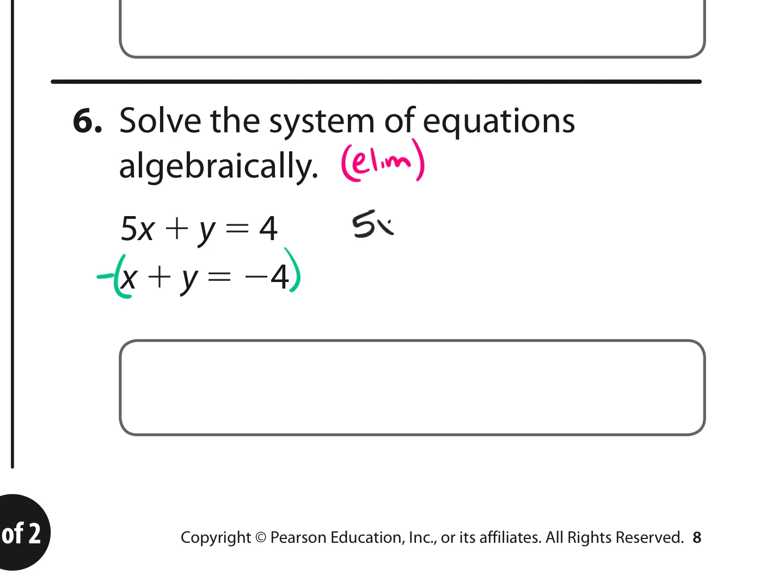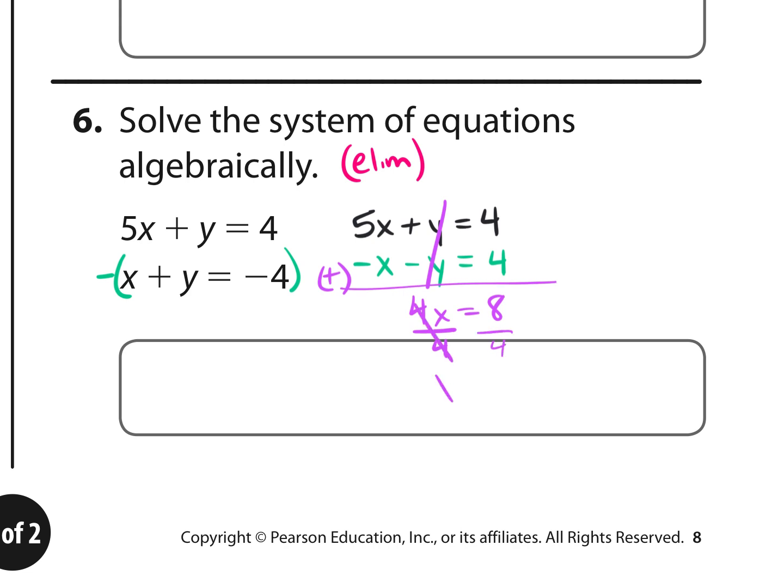So I've got 5x plus y equal 4 for the first equation. It doesn't change. Multiplying everything by a negative sign makes this negative x minus y equal positive 4. And so when we add the two equations together, the y terms are opposite, so they equal 0. We get 4x equal 8. Then divide both sides by 4 to get that x is 2.